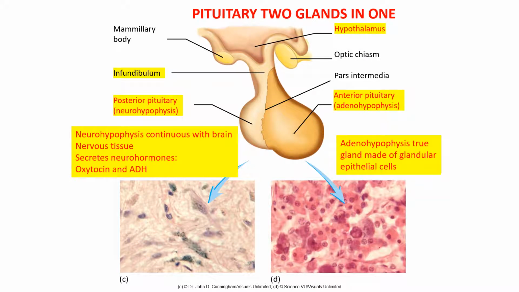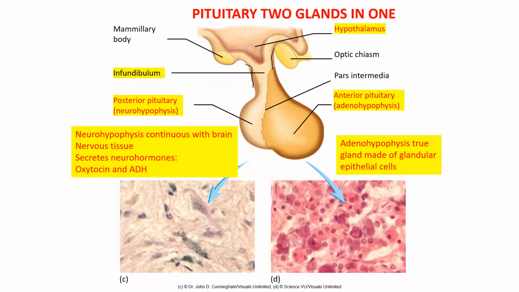Pituitary gland is also called the hypophysis. It is considered the master endocrine gland of the body because it controls so many other glands. It is found in the brain and it is attached to the hypothalamus via a structure called the infundibulum.